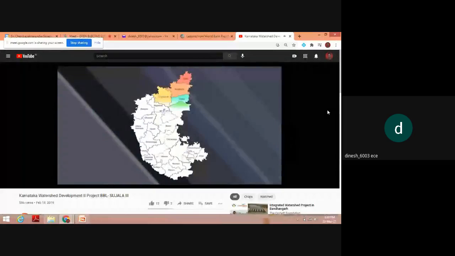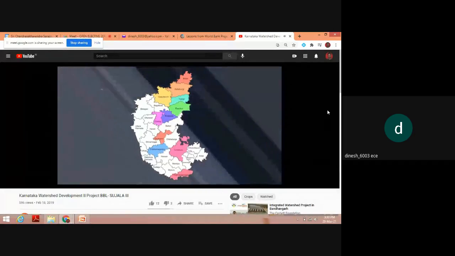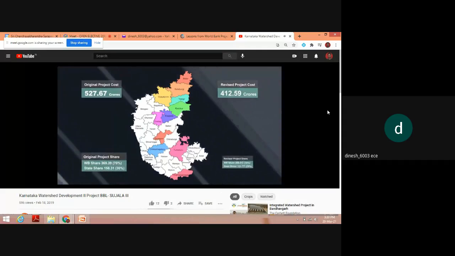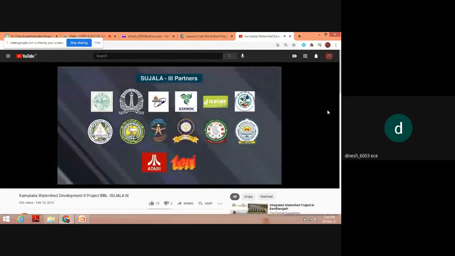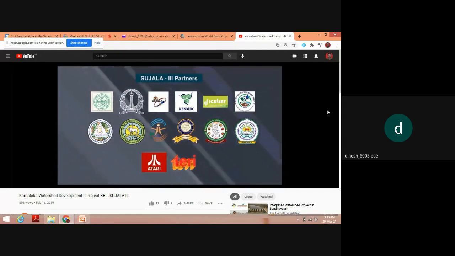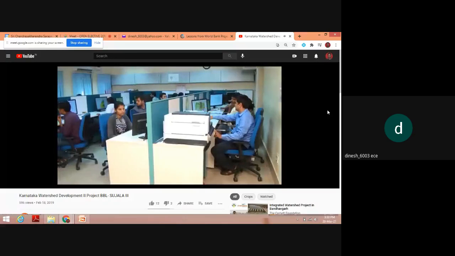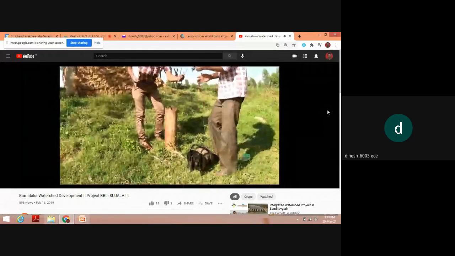Sujala 3 project is implemented by Watershed Development Department from 2013-14 onwards in 11 districts of the state with 527.67 crore rupees through 5 different components. It is executed by a consortium of 14 state and national level institutions having domain expertise from different fields as required for the project. The National Bureau of Soil Survey and Land Use Planning leads the land resource inventory and the Indian Institute of Science leads hydrology-related activities.